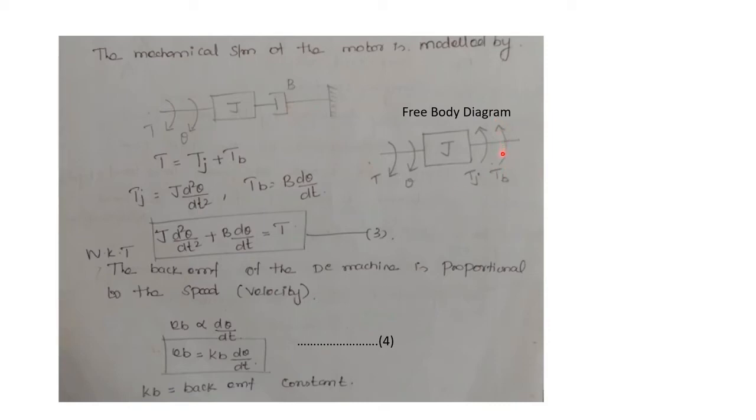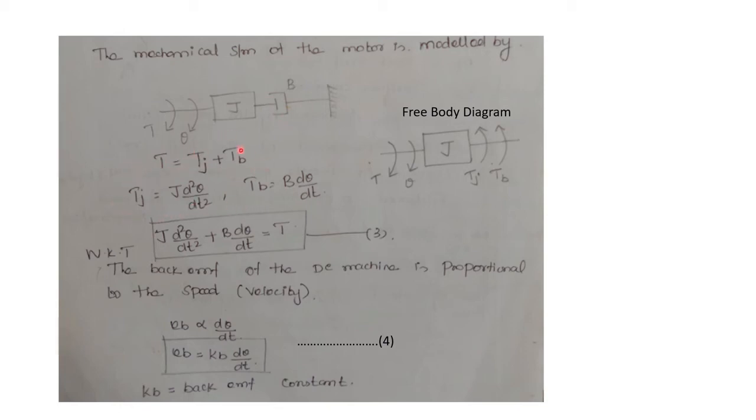Okay, now we know the formula for all the opposing torques. Tj will be J into d square theta by dt square, because the displacement is theta. Okay, now what is the value of Tb? We know the formula, B into d theta by dt. Okay, now to find the torque acting on a body, we have to apply Newton's second law. What is Newton's second law? Newton's second law states that the applied torque T will be equal to the opposing torques. Okay, we can write this line here also.